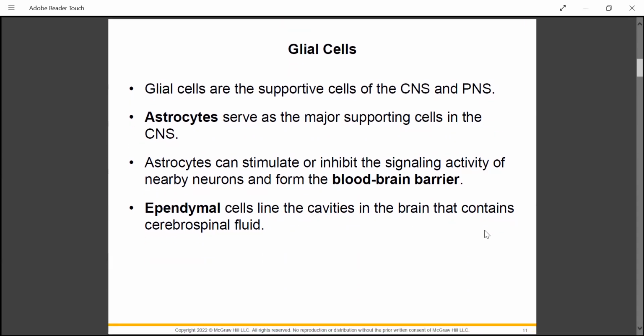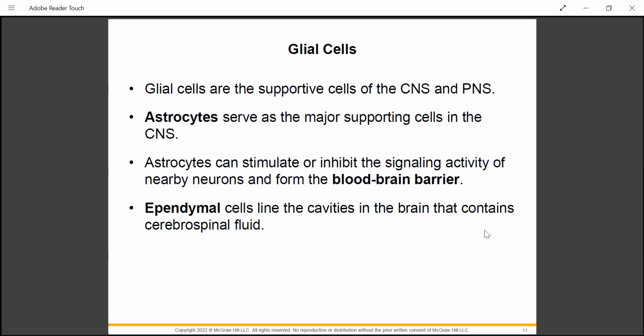All right, glial cells are our supportive cells. Like I said, you do need to know and be able to match up the function with the different types of glial cells. Our astrocytes are major supporting cells. Their main job is to stimulate or inhibit activity of neurons that are forming what's known as the blood-brain barrier. So our brain obviously is very important, so we have this extra security measure called the blood-brain barrier to prevent substances that shouldn't be there from getting in. So it's our astrocytes' job to maintain that blood-brain barrier.